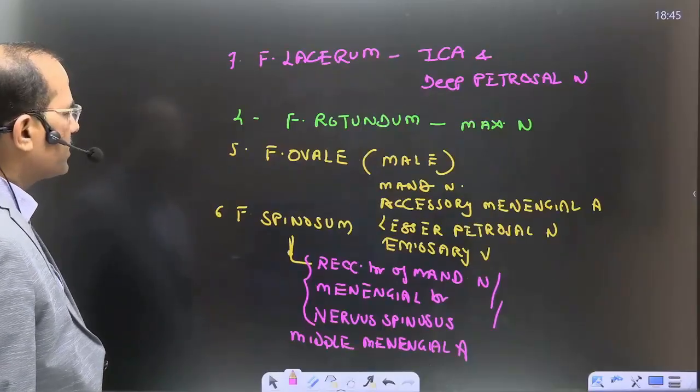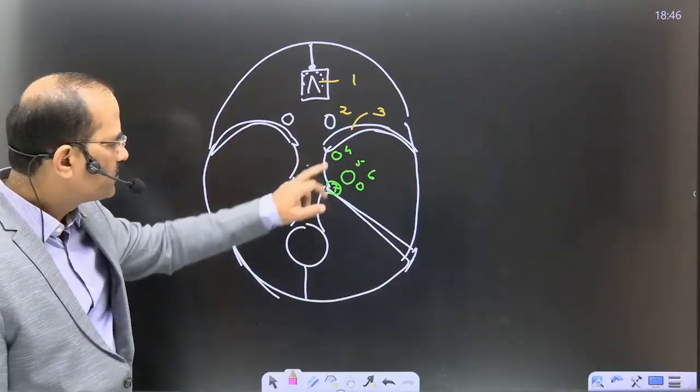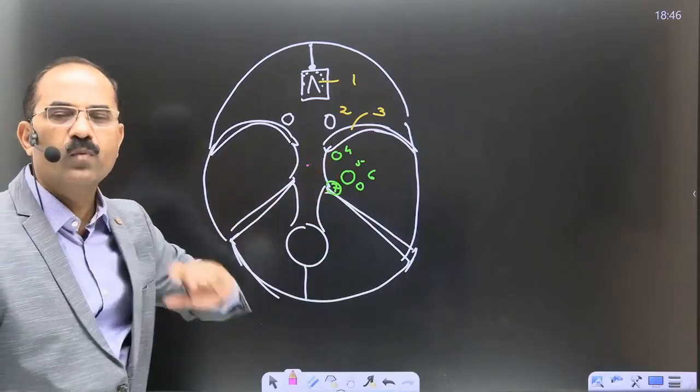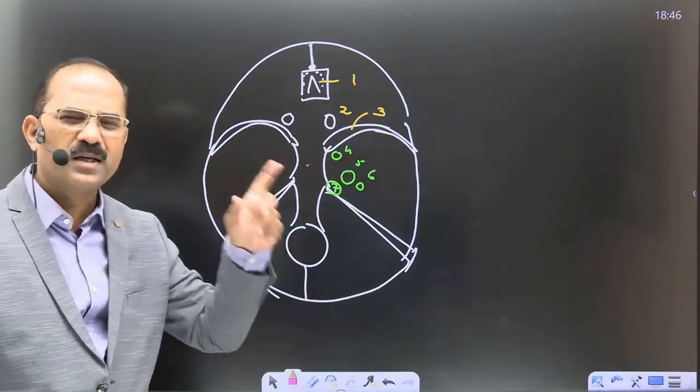So what are we discussing? Look, we are discussing the middle cranial fossa. Middle cranial fossa, that's the area for pituitary gland. That's the foramen rotundum. Number 4, what passes through it? Maxillary nerve. That's number 5, foramen ovale. What passes through it?